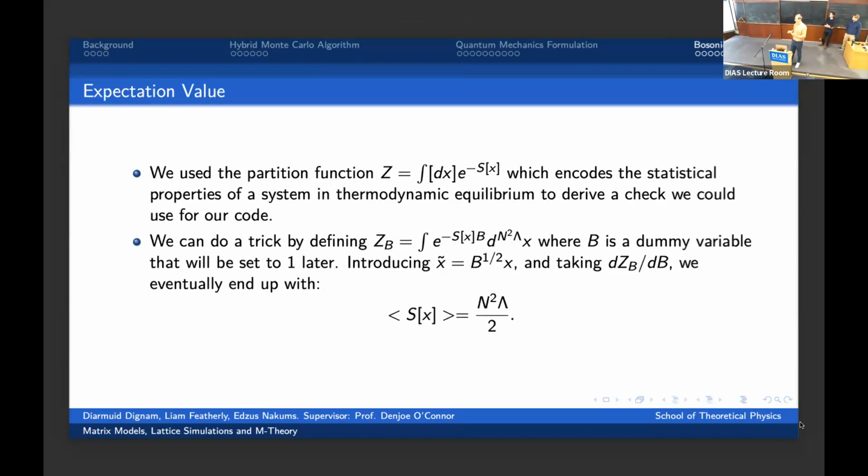But to check if our code actually makes any sense, we want to see, does this agree with what we'd expect analytically? Well, we could use the partition function, which encodes the statistical properties of the system. Then we define this ZB, where there's this extra B term, a dummy variable that later we set to B1. Then we change variables and take the derivative with respect to B, and after rearranging a bunch, we get the expectation value of the action is equal to n squared lambda over 2. Remember, n is the degrees of freedom, lambda is the number of lattice points that we have.